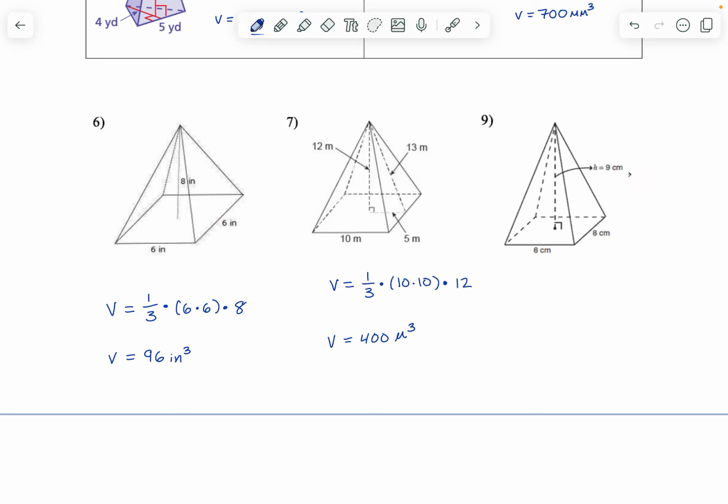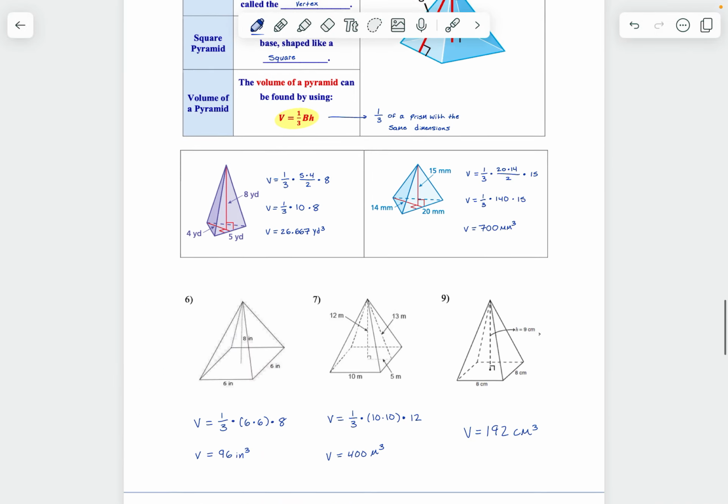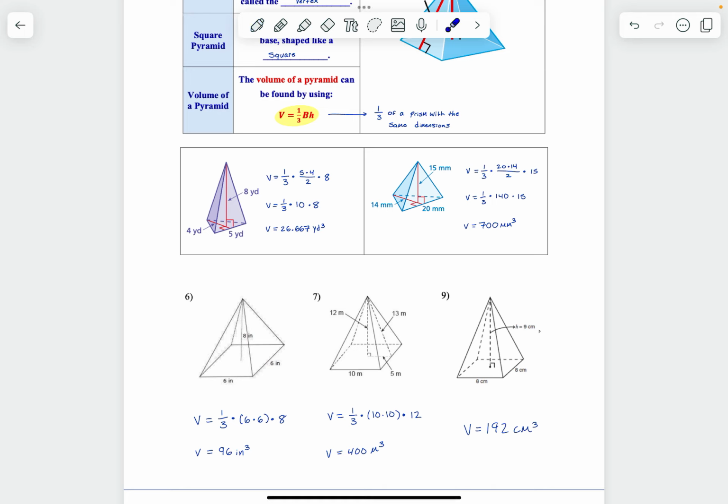If you want to take a second right now to go through problem 9, please feel free. Pause the video if you need to. Volume is equal to 192 centimeters cubed. Square base, 1/3, 8 times 8 times the height, 9. Okay. Pyramid is 1/3 of a prism.